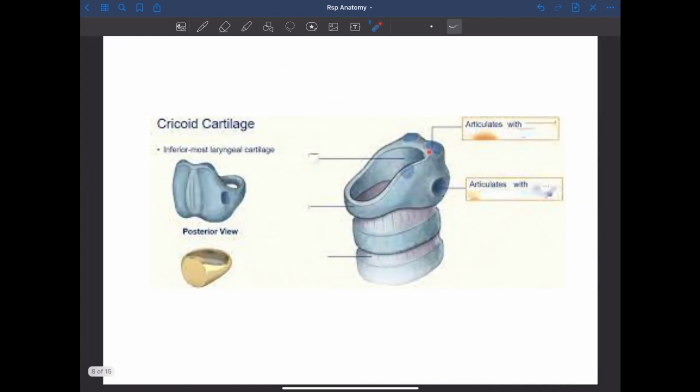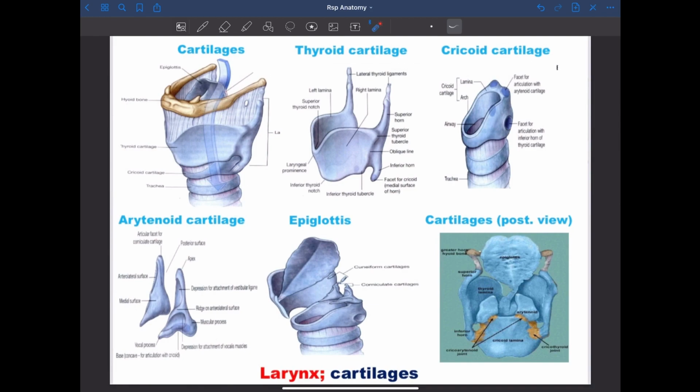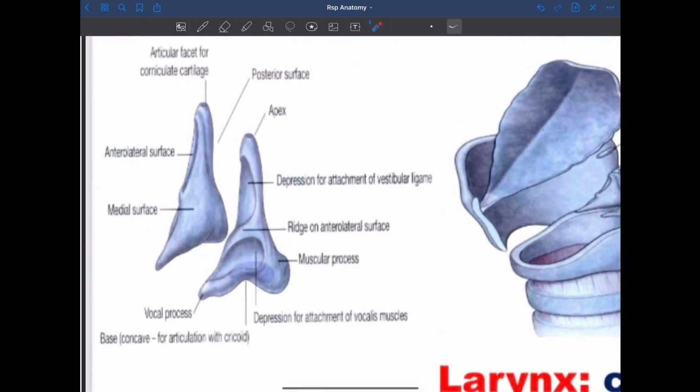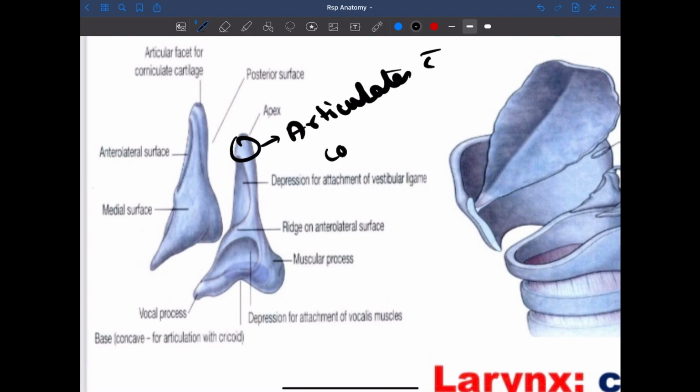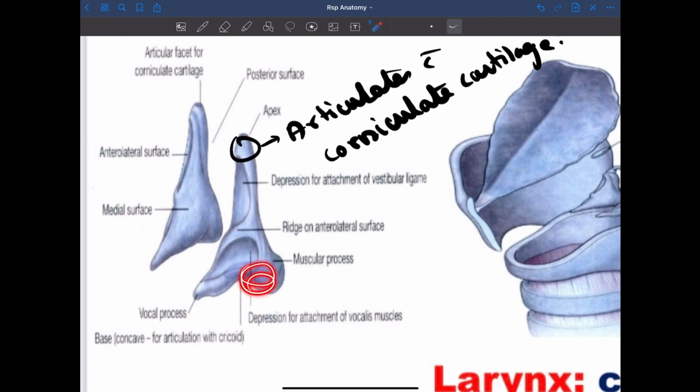Next, after this we can see the paired cartilages. The paired cartilage is the arytenoid cartilage. As I said before, it is a triangular-shaped cartilage and it has an apex and a triangular base. The apex is pointed, but the base is triangular in shape. The apex articulates with the corniculate cartilage, while the base articulates with the cricoid cartilage.